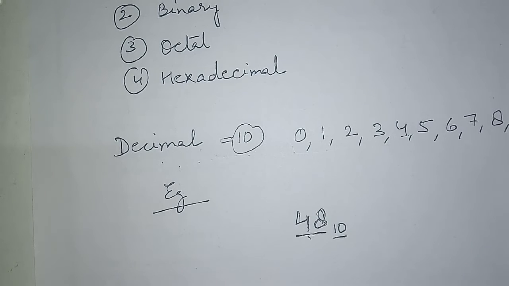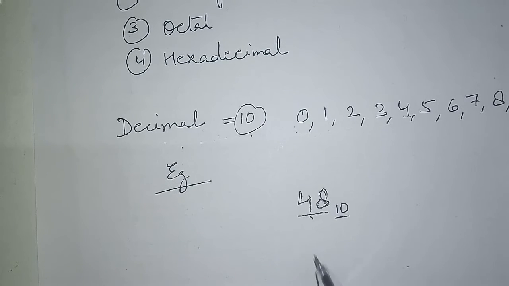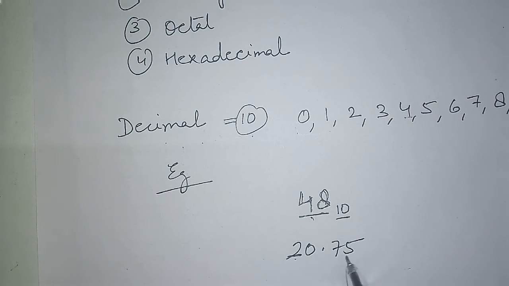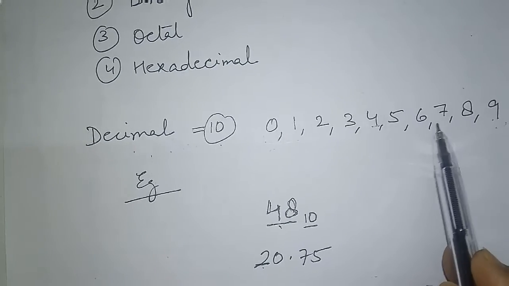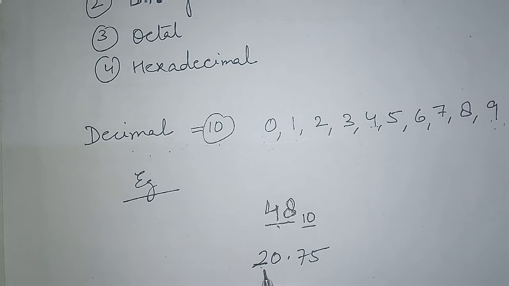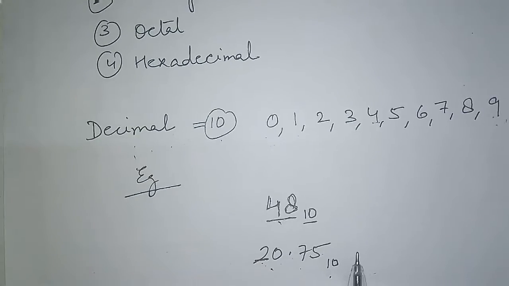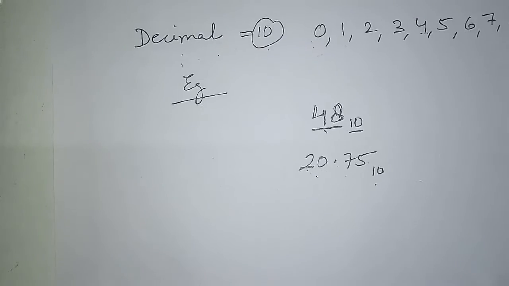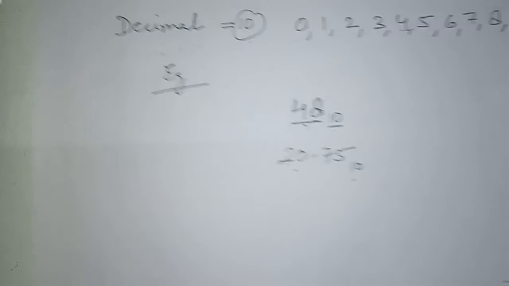In the same manner, we can represent decimal fractions also. Suppose we use the number 20.75. These digits belong to the symbols present in the decimal number system. So 20.75 is the number, and 10 is written as the base to show that this number 20.75 belongs to the decimal number system. In the same manner, we can represent numbers in the other number systems also.